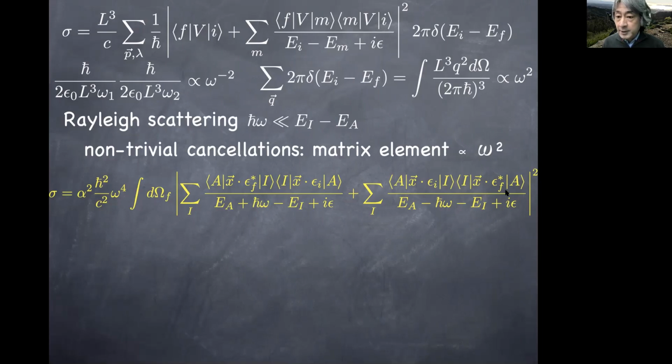The second term corresponds to creating the photon first and annihilating the photon later. That is the other diagram I talked about on the previous slide. In this case, the intermediate state has one extra photon, and hence the intermediate state energy is the atomic state energy E_I plus h bar omega.